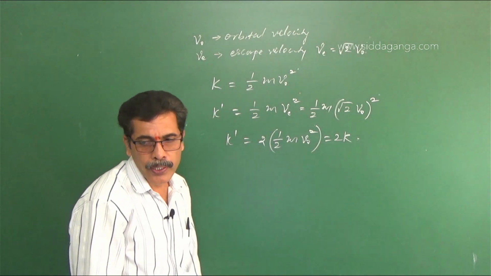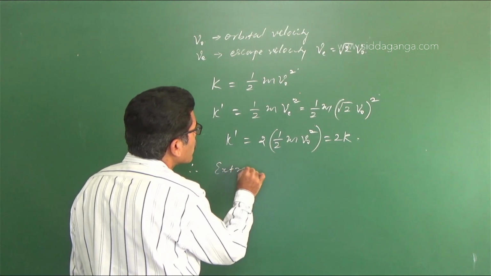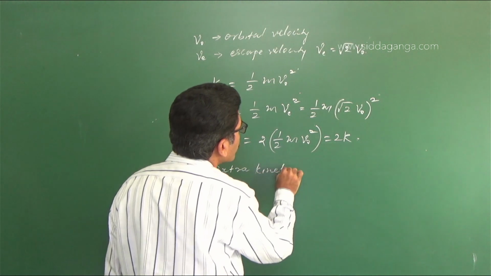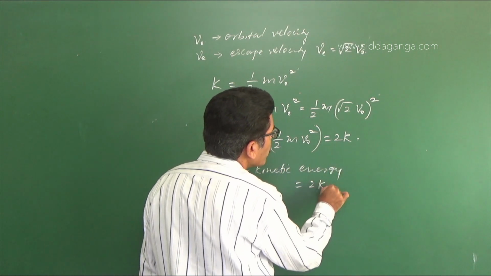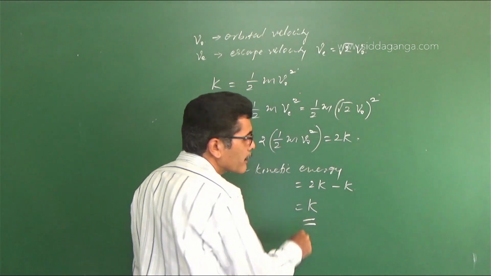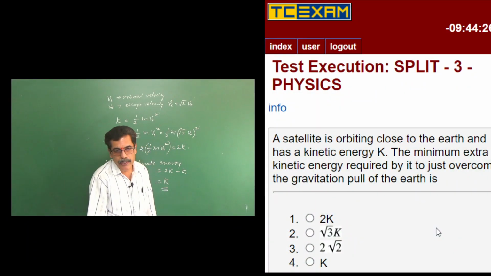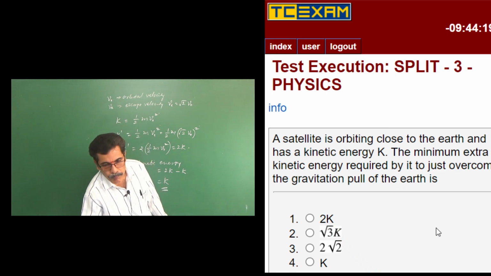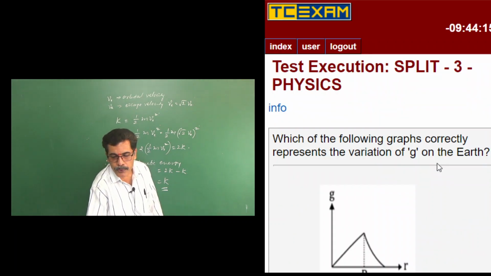Therefore, the extra kinetic energy is given by 2K minus K. This gives you K. Therefore, the additional kinetic energy required is K to escape from the gravitational pull of the earth. Now we shall move on to the next question.